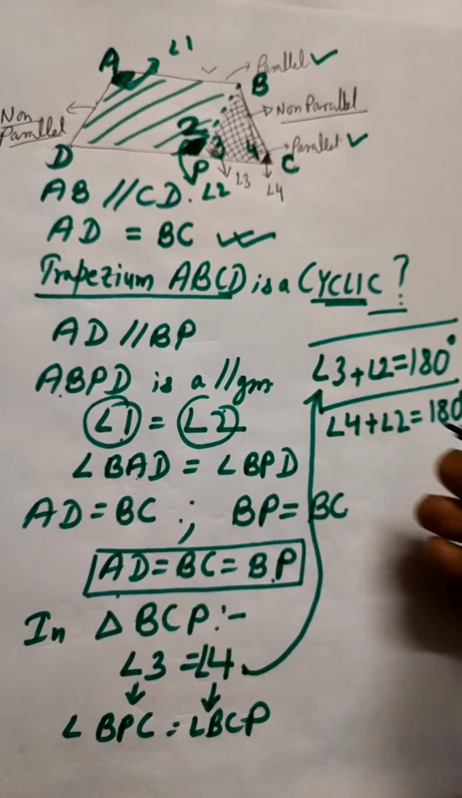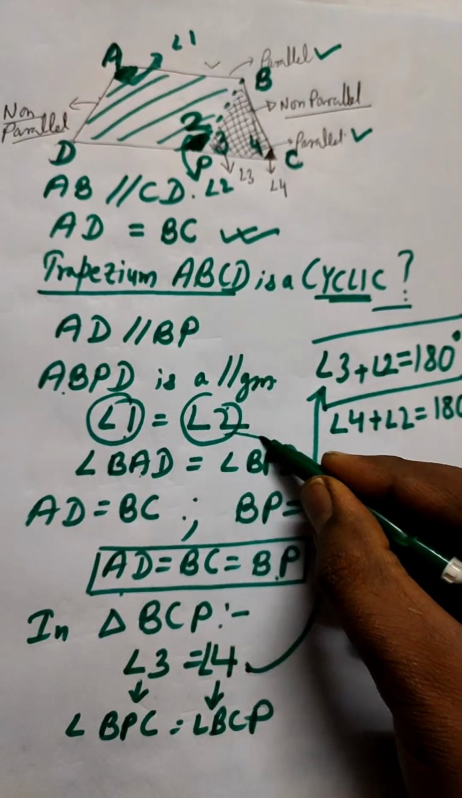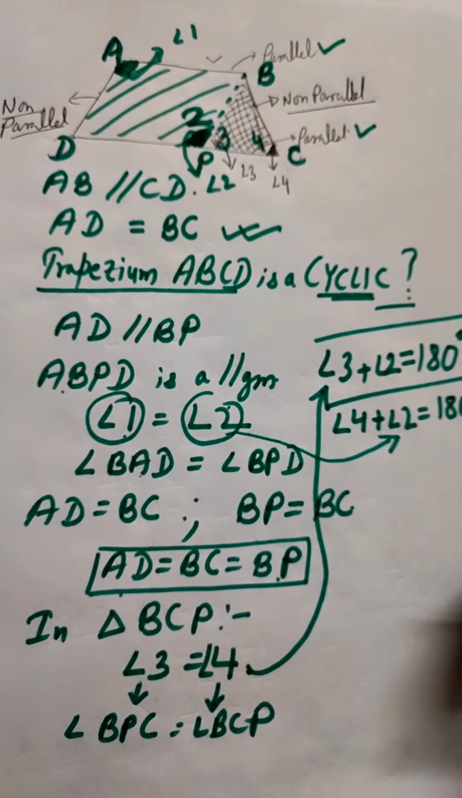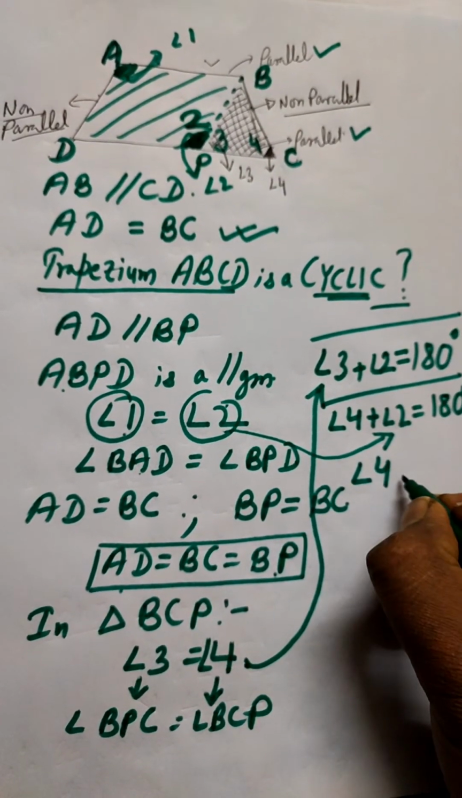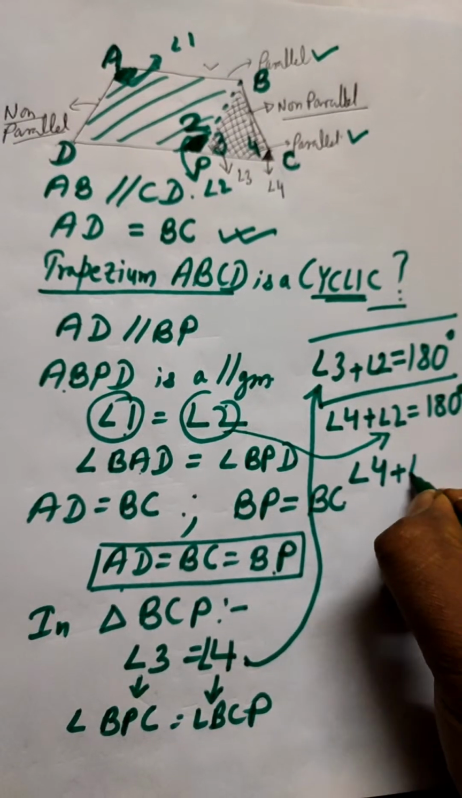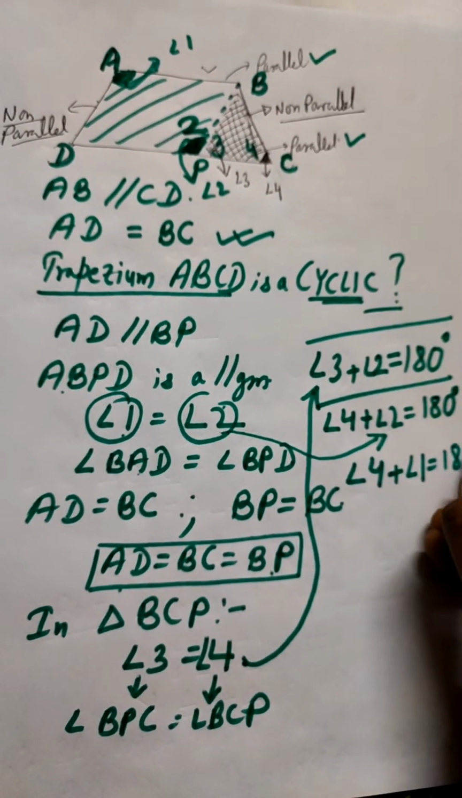Angle 2 is equal to angle 1, so put this value over here. So finally we can say that angle 4 plus angle 1 is equal to 180 degrees.